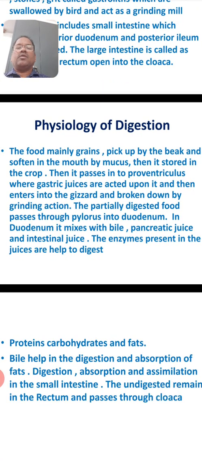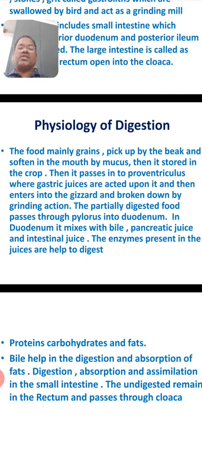As you know, the food is mainly grains, the cereals and pulses they feed on. They pick up the grains by the beak, which is modified for picking grains, and it is softened in the mouth by mucus. Then it is stored in the crop, and then it passes into the proventriculus, that is the anterior part of the stomach, where gastric juices act upon it, and then it enters the gizzard. The gizzard is the ventriculus, and the food is broken down by the grinding action.